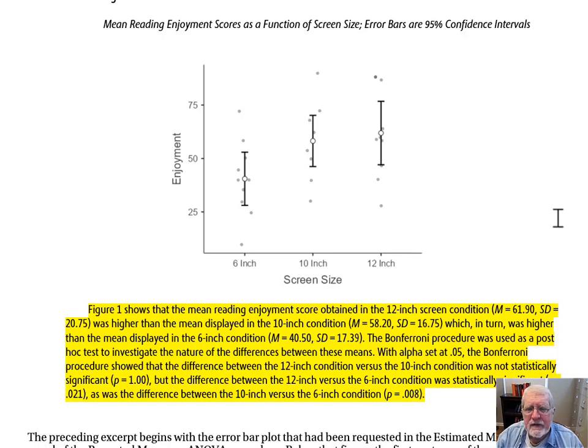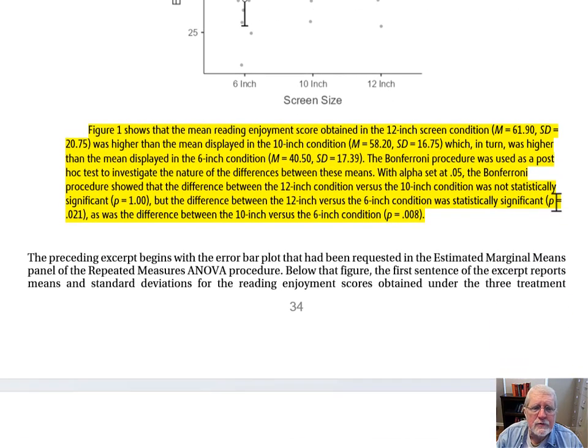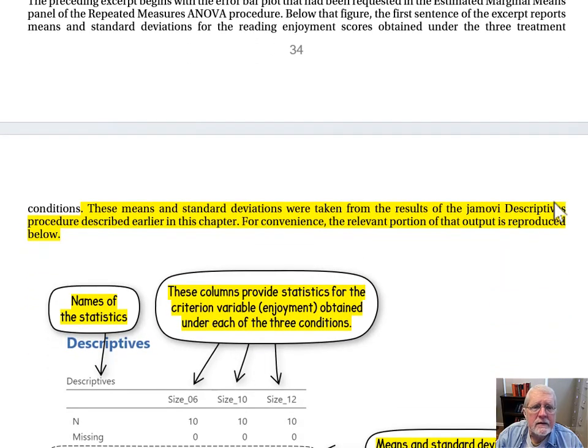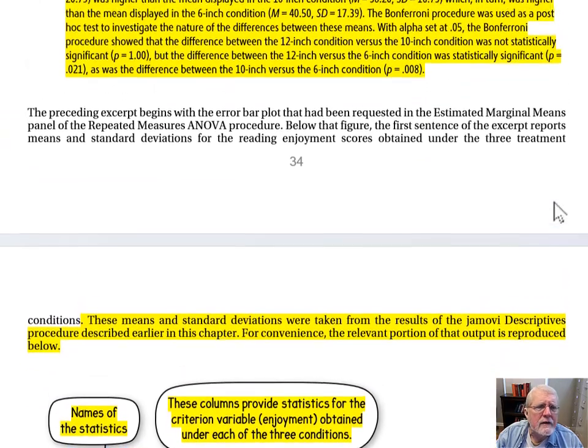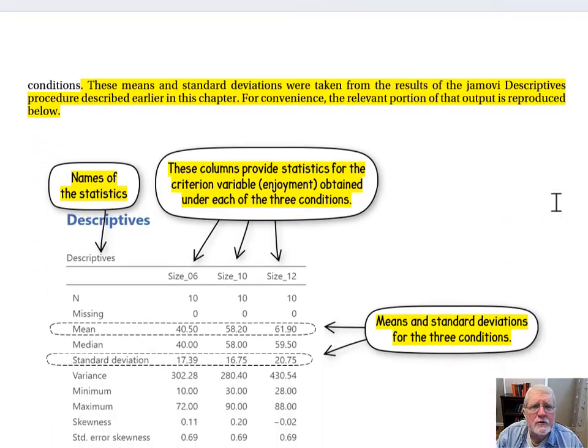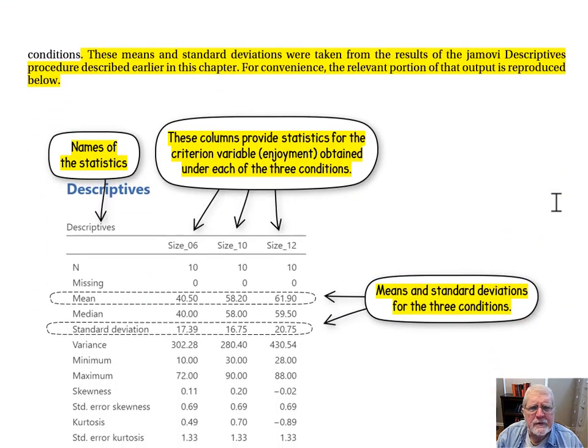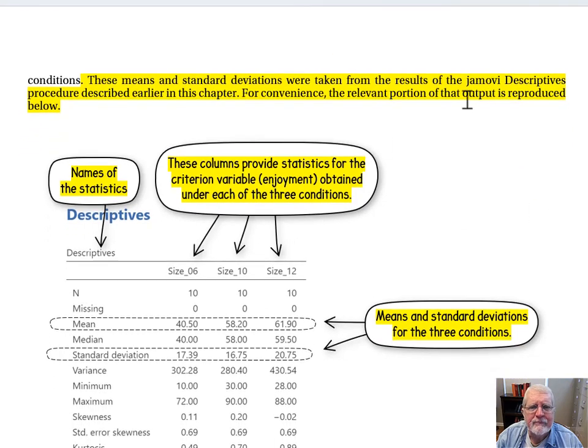Now, where exactly did that come from? We haven't seen those results yet. It actually comes from different tables produced by Jamovi. I'm at the top of page 35 now. First, let's begin with those means and standard deviations that I reported in that paragraph. These means and standard deviations were taken from the results of the Jamovi descriptives procedure described earlier in this chapter. For convenience, the relevant portion of that output is reproduced below.